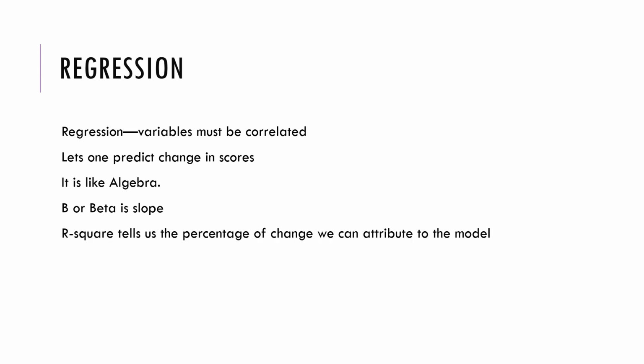Finally, we do get what's called an R-square, and this is kind of a cool thing. It's the percentage of variance that can be attributed to the model, which means, in a less fancy way, this is the percent of change the independent variables create for the dependent variable.